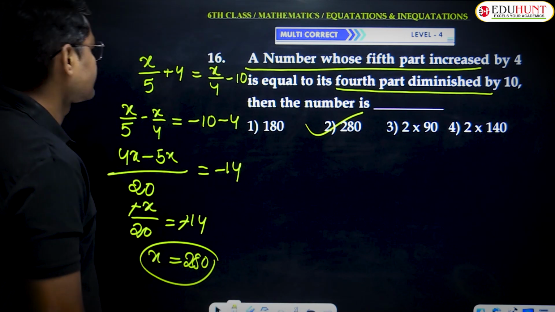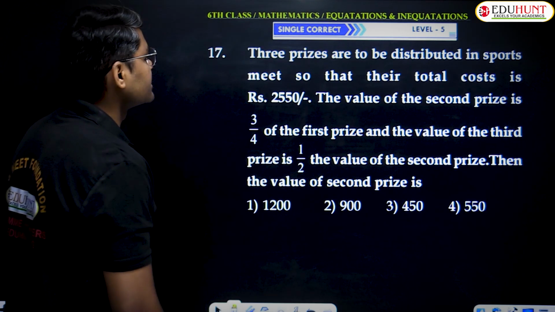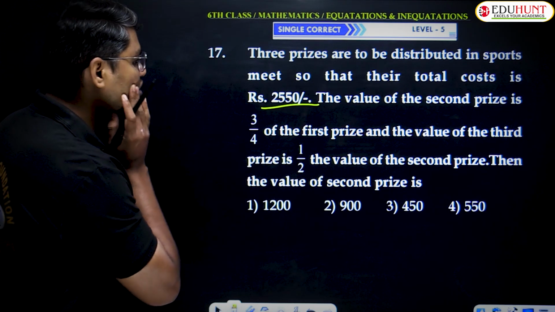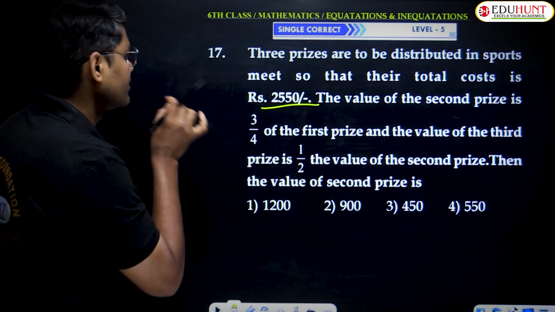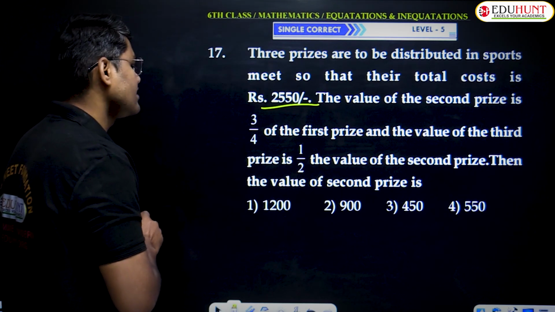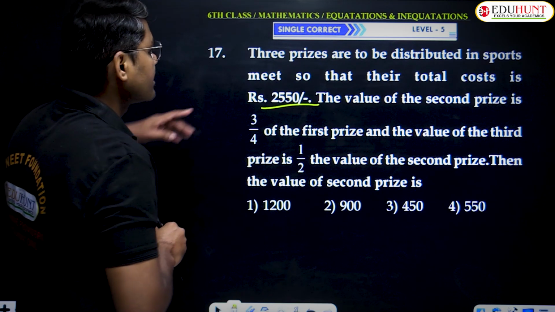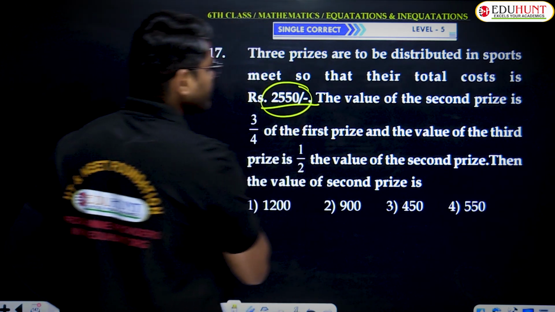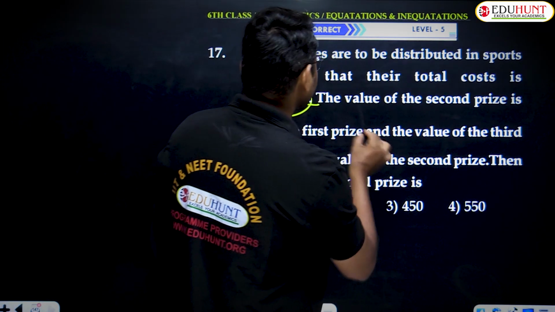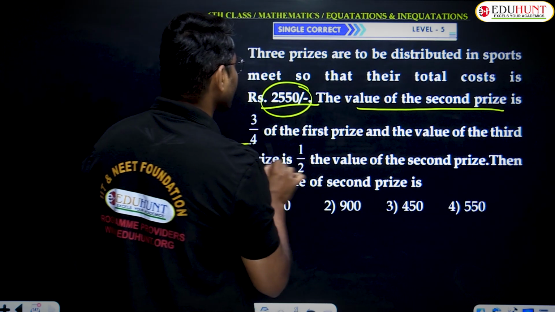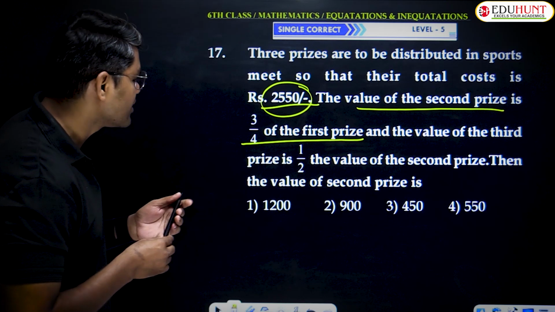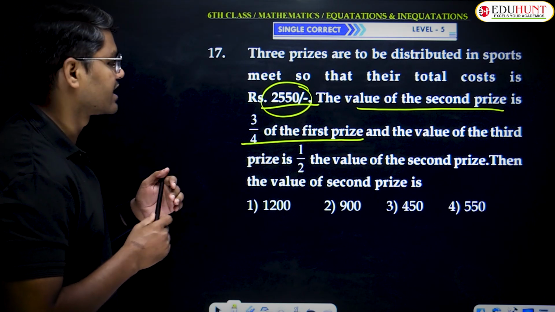Let's see the next one. 3 prizes are to be distributed in a sports meet so that their total cost is 2550 rupees. The value of the second prize is 3 by 4th of the first prize and the value of the third prize is 1 by 2 of the value of the second prize, then the value of the second prize is. Here the total cost is given, 2550, and the comparison of the values is given, right. See how they are compared. The second prize is compared to the first prize, and the third prize is 1 by 2 of the second prize.